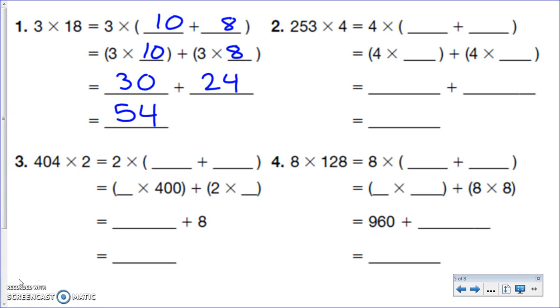For number 2, we have 253 times 4. We're going to break 253 apart into 250 and 3. So then we distribute the 4 out, so we get 4 times 250 and 4 times 3. 4 times 250 is 1,000, and 4 times 3 is 12. Then we just add our partial products together, and we get 1,012.